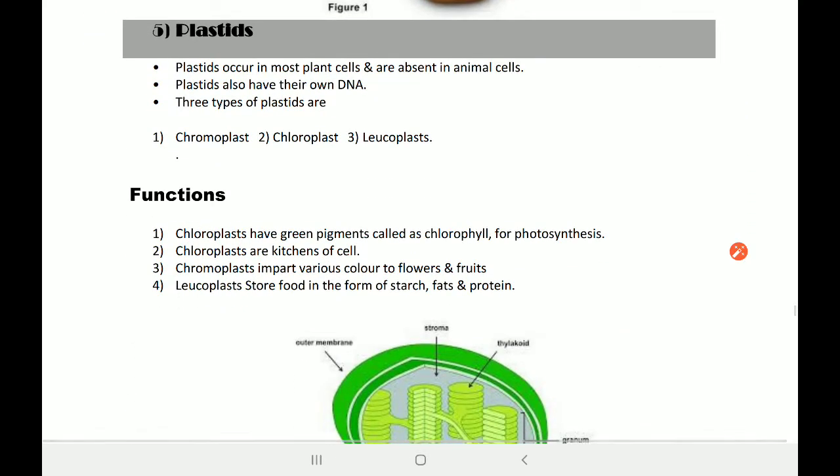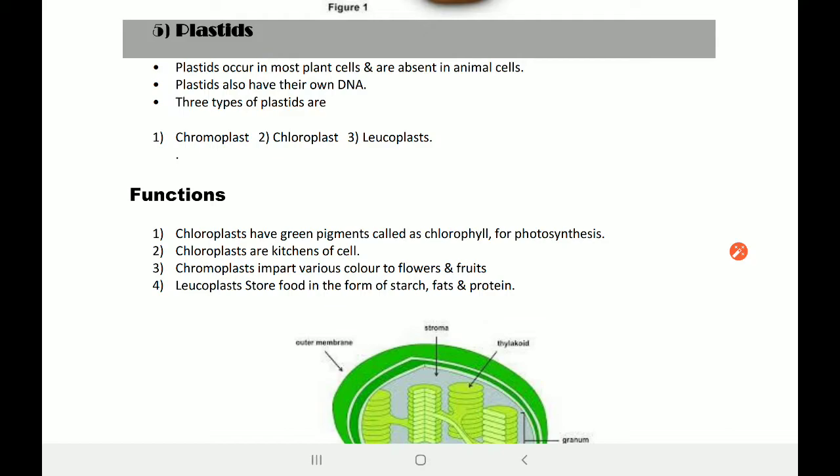Now next one is plastids. Now what are plastids? You know about it. I'll just tell you, but their names are different. Okay, but you know about it. Plastids are present in the plant cells, and some eukaryotic unicellular organisms also. These are not present in the animal cell basically.